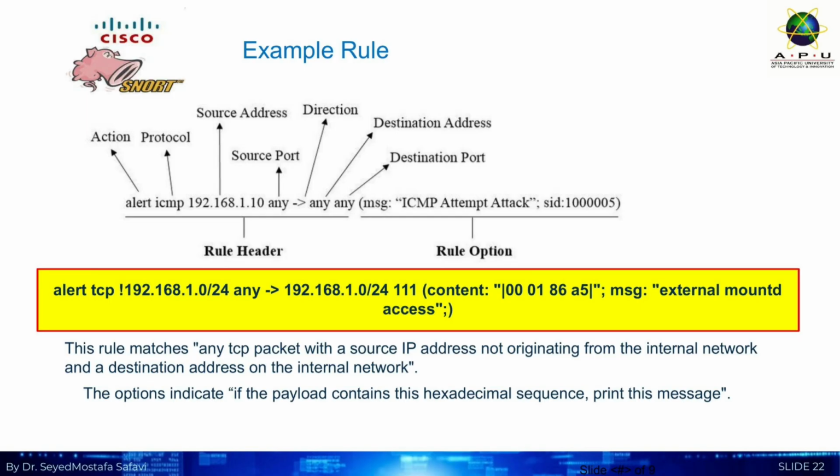Let's see a rule in action. This example is a classic. It says, alert me if you see a TCP packet where the source is not from our internal network, but the destination is to our internal network, targeting port 111, a common service, and the payload contains a specific sequence of bytes. So, we have a rogue packet coming from outside, trying to talk to a sensitive internal service with a specific attack signature. Sound the alarm when it happens.